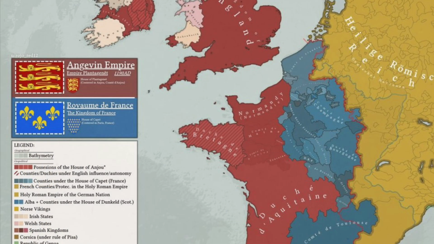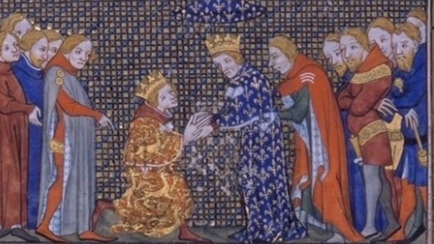And this would lead to the 100 Years' War, which was a century of conflict that was on again, off again, in 3 major phases. So there would be one phase of conflict, a gradual lull, and then another phase of conflict, and then a gradual lull, and then another phase of conflict.